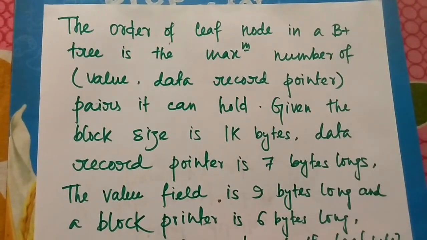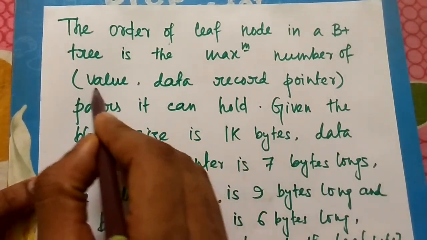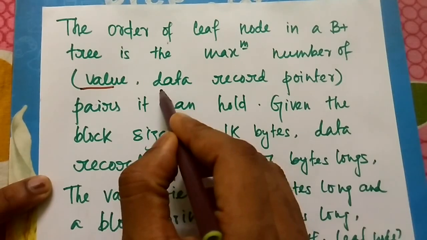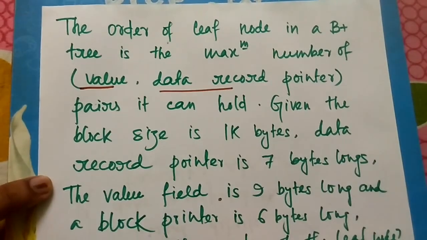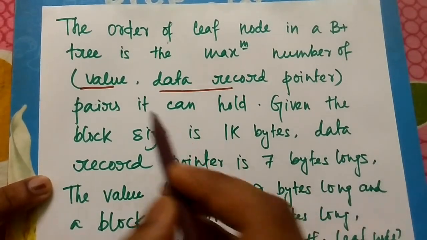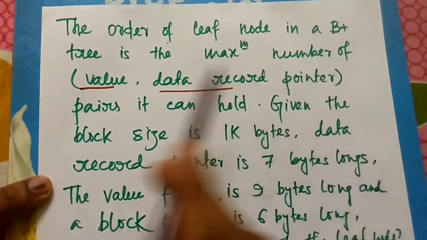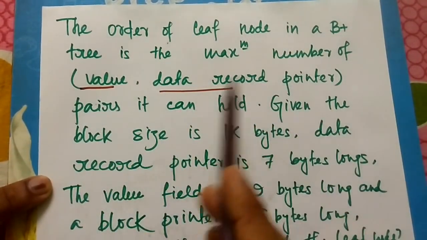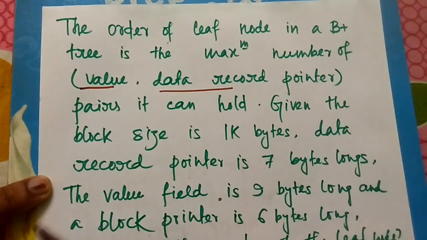The question is: the order of a leaf node in a B plus tree is the maximum number of pairs it can hold, and the pair is defined as a value and a data pointer. So one pair will contain a value and a data record pointer. So the order of a leaf node in a B plus tree is the maximum number of pairs it can hold.